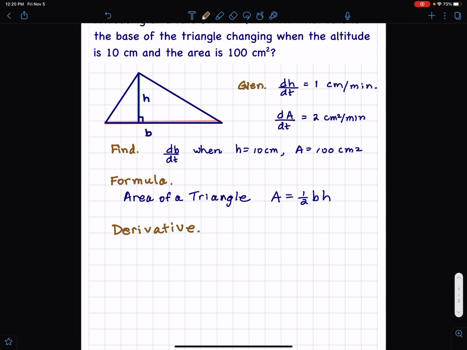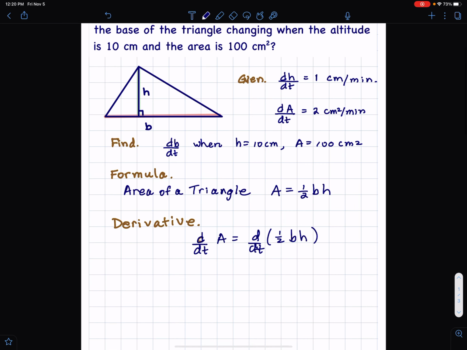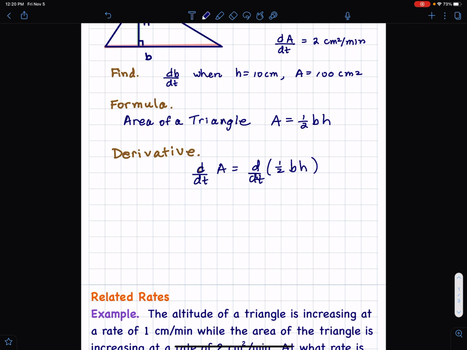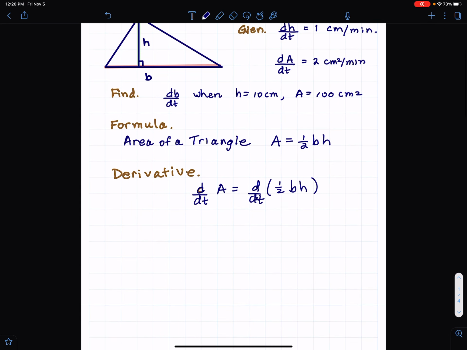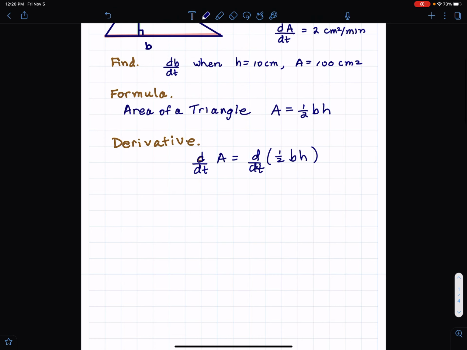Okay. So we're going to take the derivative, and it is a derivative with respect to time. And so I write d/dt, derivative with respect to time. On the left, that's d/dt of A. On the right, d/dt of 1/2 bh, base times height. Now, for the left-hand side, it's just dA/dt. There's nothing more to it than that. So on the left-hand side, we just write dA/dt, and we're going to fill that in later.